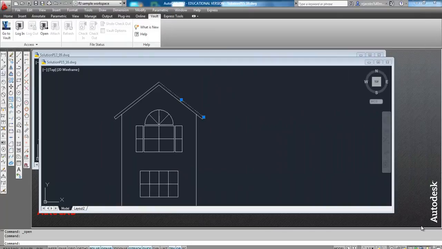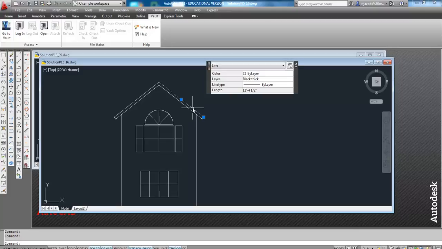So let's put it all together. If we're working on a house, it's more than likely we're going to be working in feet and inches and fractions of an inch. And I can tell that by looking at this drawing and clicking on the properties for the roof line. And I see that it's 12 feet, 4 inches, and a half inch. So 12 feet, 4.5 inches.